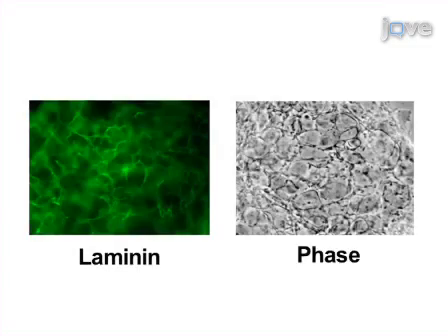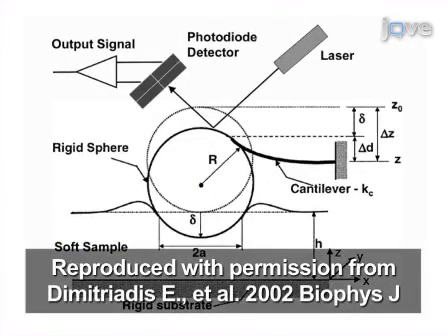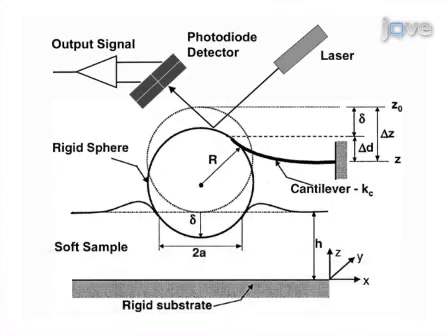Next, unfixed, unpermeabilized lung tissue strips are immunostained, which identifies areas of interest for AFM microindentation. Then, AFM microindentation is performed on tissue strips in PBS at room temperature in order to directly measure the local elastic properties of the fresh lung tissue.